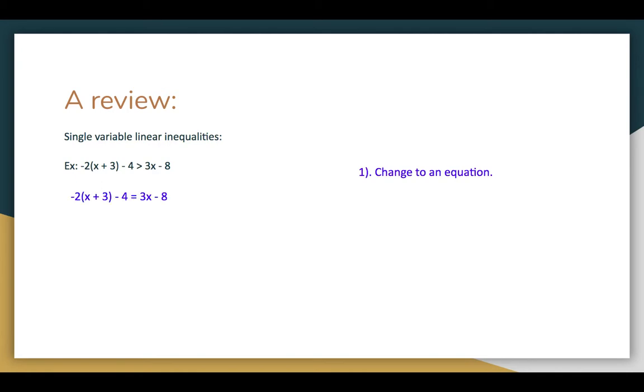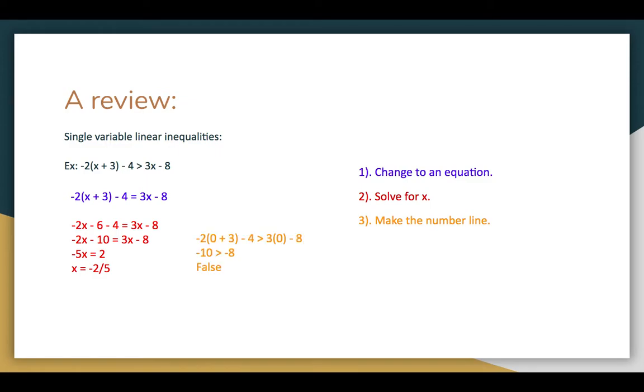So quick review. When we solve a single variable linear inequality, such as this one, remember the first thing we do is we change it to an equation. And then we solve it like an equation. So we move our x around, get it down to the end. Then we make our number line. So we'll do a quick check here on 0.